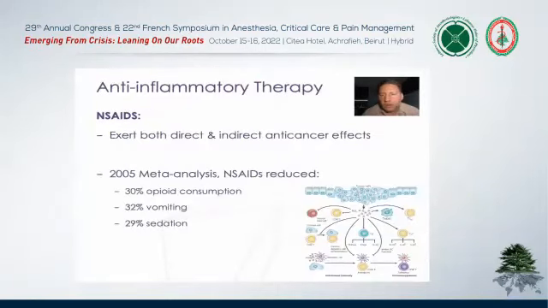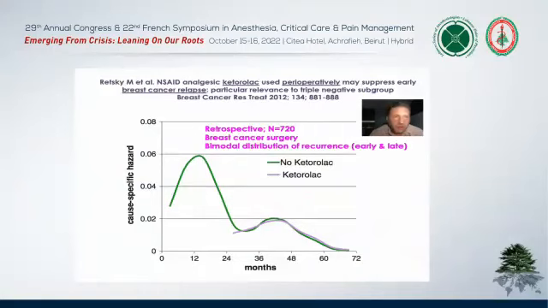Now, in terms of targeting inflammation, we have non-steroidal anti-inflammatory drugs, and we know that they exert both direct and indirect anti-cancer effects and effects on our immune system. With breast cancer, there's actually a bimodal distribution of recurrence. There's an early peak and a late peak, the early peak occurring at about 10 to 12 months, and the late peak occurring at about 36 to 48 months.